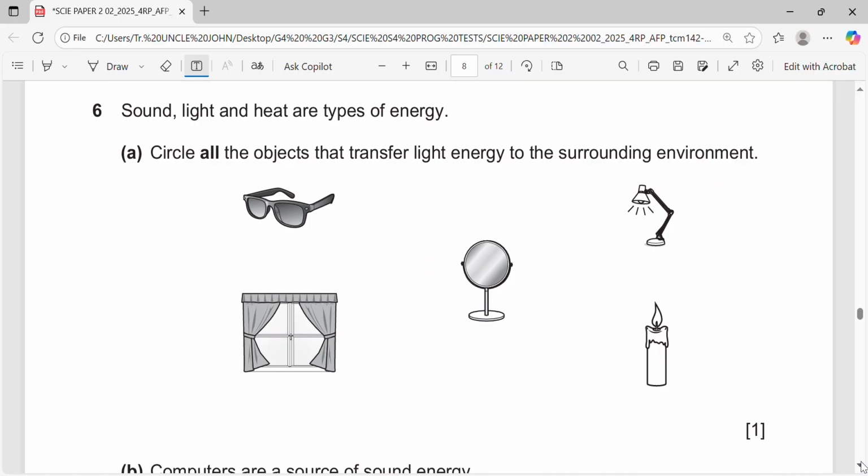Number 6, sound, light, and heat are types of energy. Circle all the objects that transfer light energy to the surrounding environment. So the one that transfers light energy to the surrounding environment, there is this, the lamp and the candle.